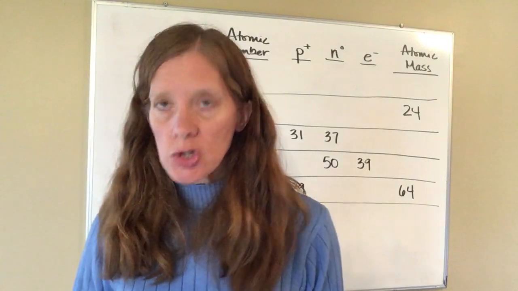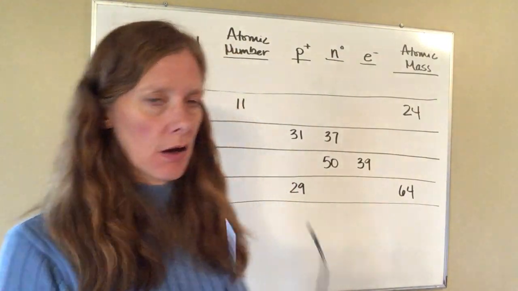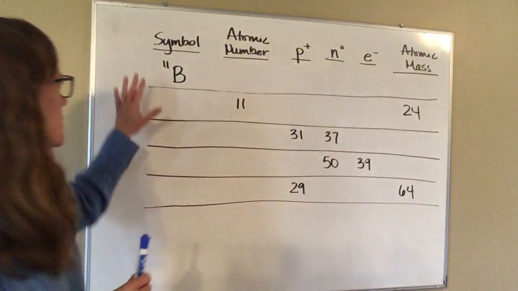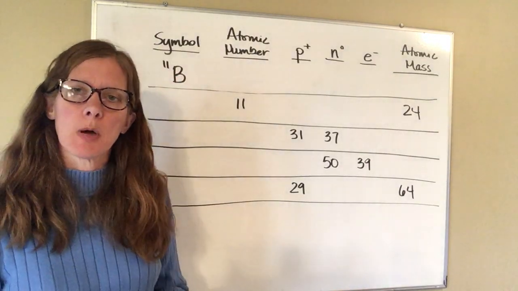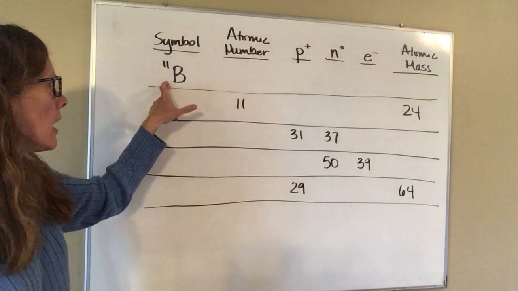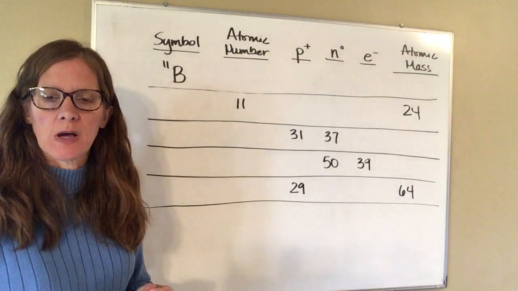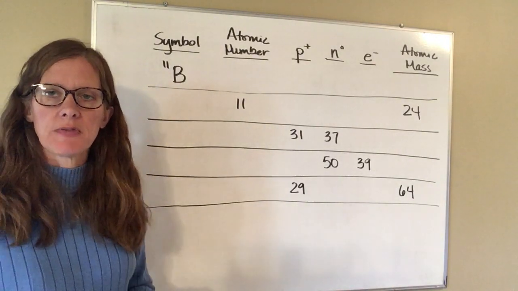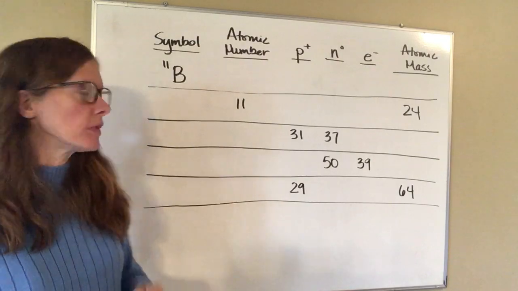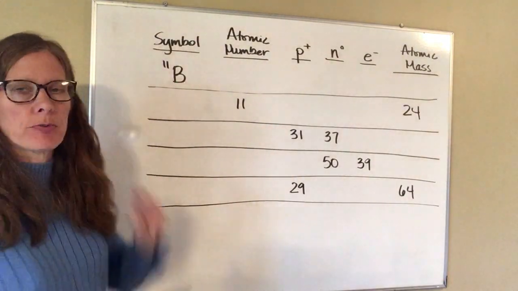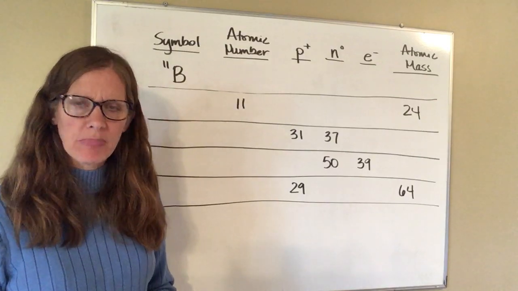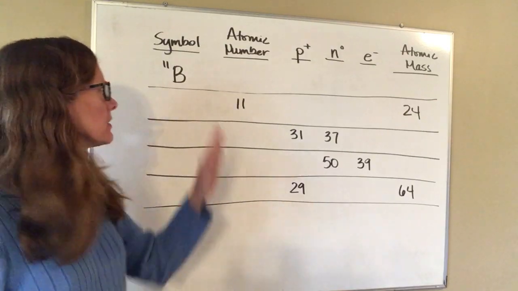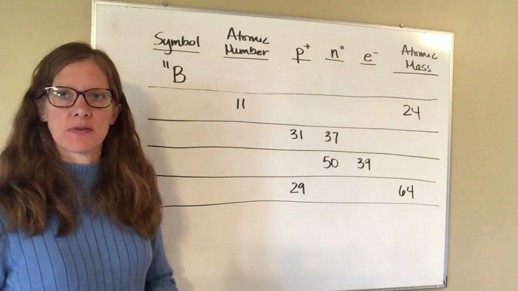Initially, what you're going to see on this first line is a B with an 11 up at the top. You will remember that the symbol is usually the first two letters of the element's name, either in English or in Latin, and this number up here represents the mass number of this particular atom. Okay, so how am I going to fill in the rest of this?